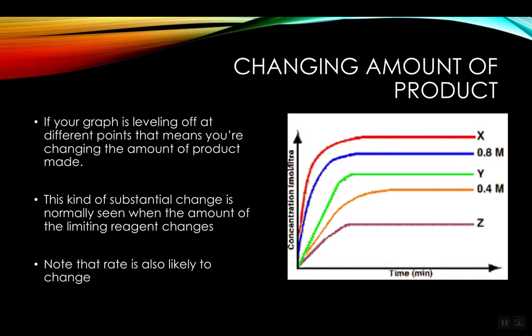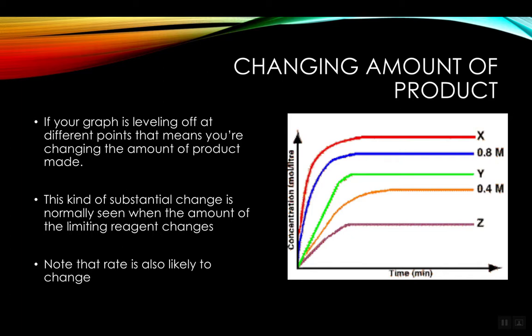Sometimes you'll be getting a different amount of product, which means you've also got to think carefully about where they level off. Okay? Now you're mostly going to see a substantial change like that in a rates question, where you're using a different concentration but the same volume of your limiting reagent. Okay? So like the difference here between the blue line for 0.8 molar and the orange line for 0.4 molar.